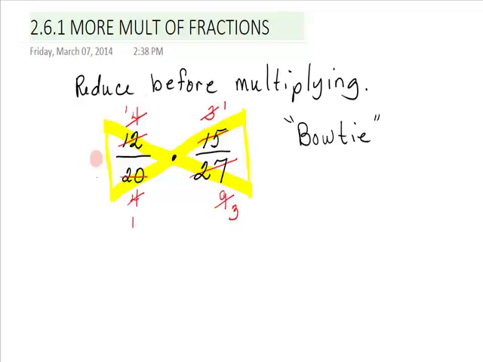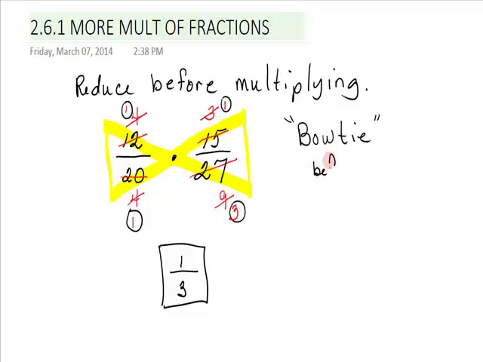Now it gets cluttered, so you really have to see what you have left over in those positions and multiply now. Multiplying the tops, 1 times 1 is 1. Multiplying the bottoms, 1 times 3 is 3. Not only do you get the product, but it is already simplified. So I say bow tie before you multiply.